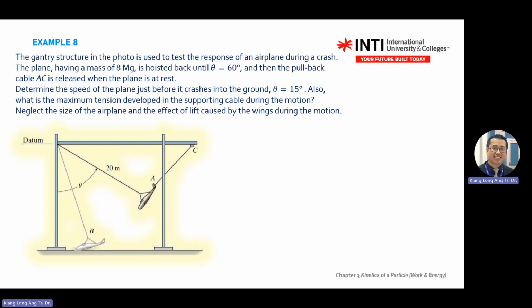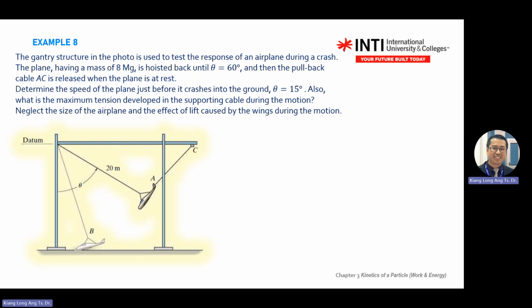You have a plane with a given mass, hoisted up to theta equal to 60 degrees. Then the pullback is released when the plane is at rest, so v1 equals 0. Determine the speed of the plane just before it touches the ground, when theta is 15 degrees. So from 60 degrees, the maximum it reaches is 15 degrees.